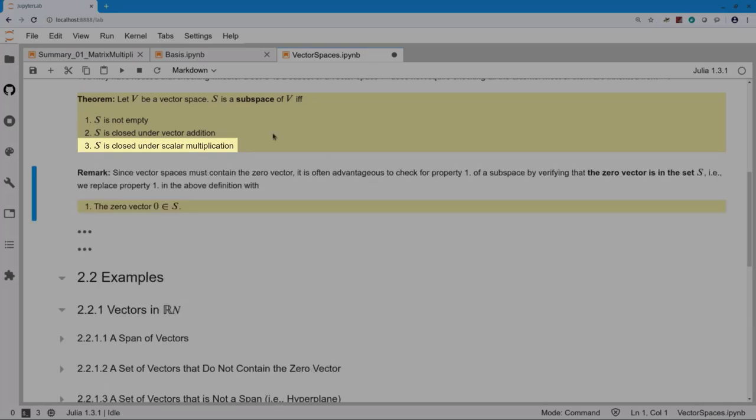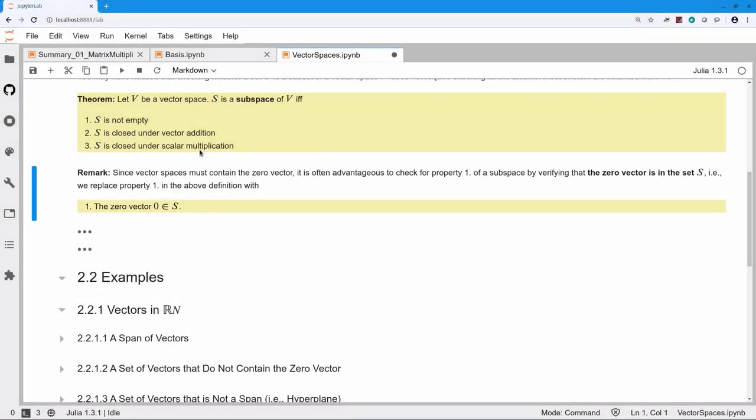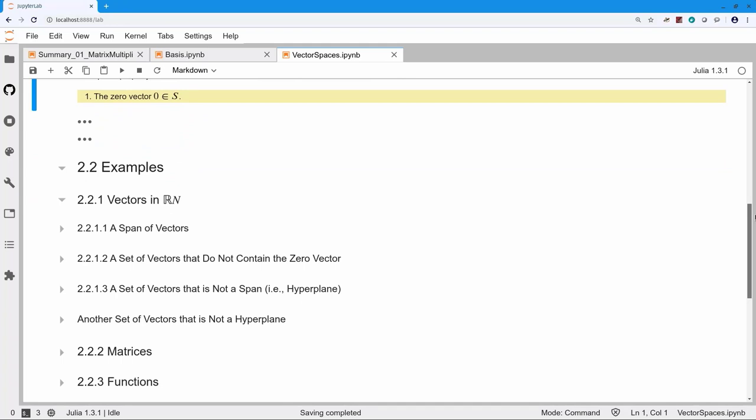So it's often advantageous to actually replace condition one by checking for a particular vector. Namely, every vector space must contain the zero vector. Why? It's closed under scalar multiplication. So if I multiply a vector by zero, I get the zero vector. So the zero vector must be in S, and if the zero vector is in, then S is not empty. If I do that check first, it's usually very easy to do, and that will exclude a heck of a lot of cases where the zero vector does not happen to be in my collection S.